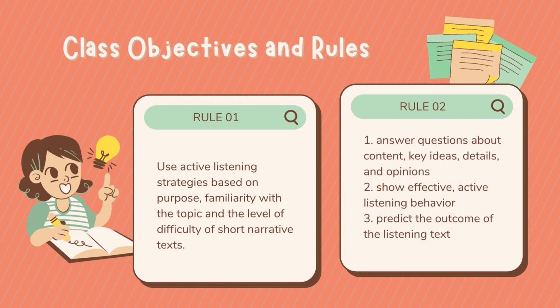Now, for the class objectives, number 1, of course, is that the students are expected to use active listening strategies based on purpose, based on familiarity with the topic, and the level of difficulty of short narrative text. For the second objective, the learners are expected to answer questions about content, key idea, details, and opinions. Also, the learners must show effective active listening behavior and predict the outcome of the listening text. Now, by reaching those objectives, maximum learning outcome will be ensured.